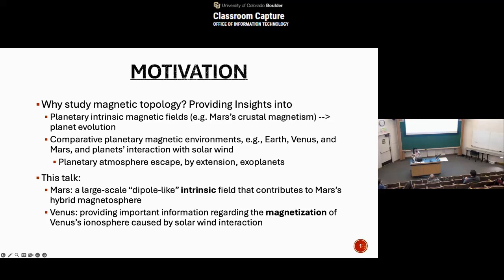So more specifically, in this talk, I will talk about Mars, where using magnetic topology, we reveal a large global dipole-like intrinsic field that contributes to Mars' hybrid magnetosphere. And then at Venus, we're going to talk about the magnetization of the Venus ionosphere caused by the solar interaction. So there are some words that are more technical. I will explain that in later slides.